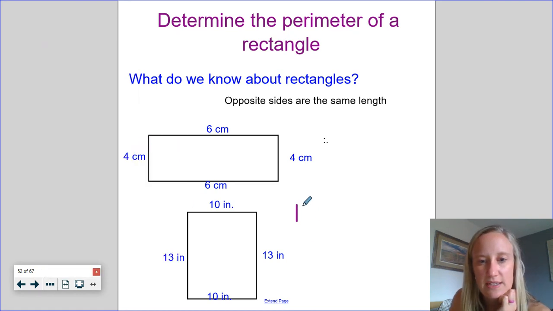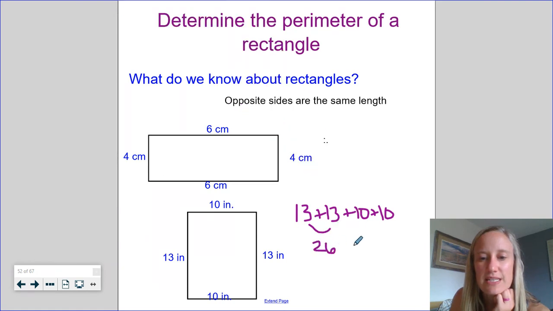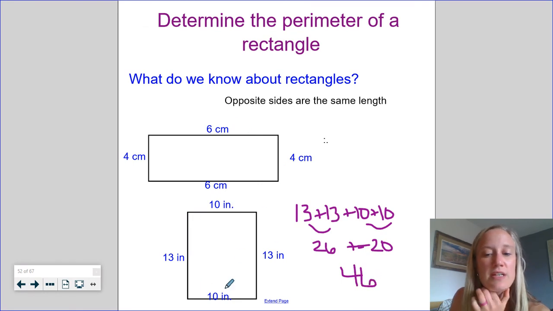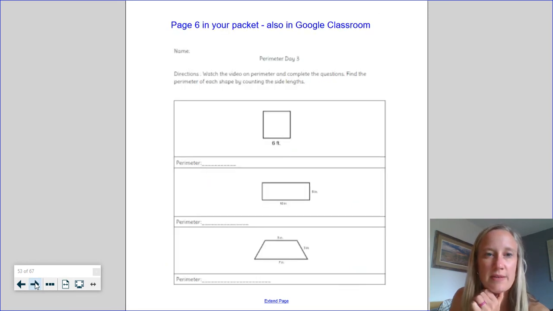Okay, so we had 13 plus 13 plus 10 plus 10, okay? So like I said, I'm going to add those together first, and that's 26. And then I'm going to add these together, and that's 20. Then I add this together, and what do I get? Hopefully you said 46. So the perimeter of this rectangle here is 46 inches. Okay, thank you. Sorry about that.